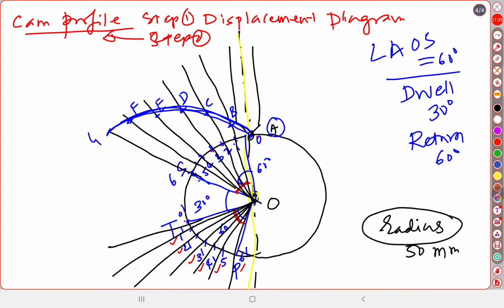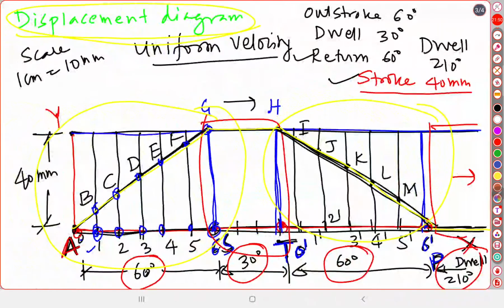And in the same way, in the region of the return stroke, I have to plot the lines starting from this 0 dash, the points like this H. So, how to measure this distance? You will see that in the previous picture there is a displacement diagram: 0 to H, after that 1 dash to I, 2 dash to J, 3 dash to K, 4 dash to L, 5 dash to M and the last point is 6 dash. So H, I, J, K, L, M and the last point is P.